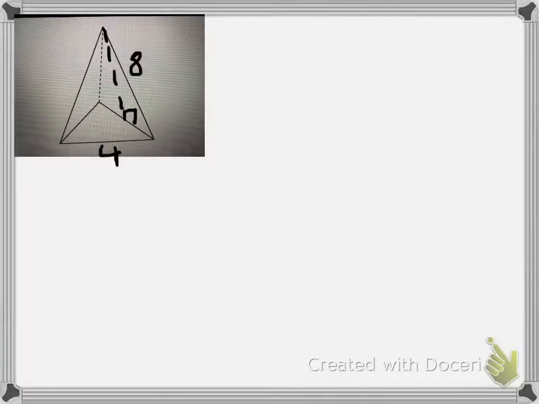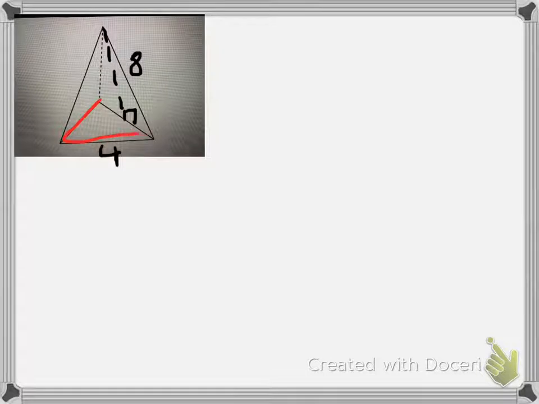Hi friends, Miss Doohan here to show you how to find the area of a triangular pyramid. Remember, we name 3D shapes like prisms and pyramids based on the shape of their base. So in this case, we have a triangle.